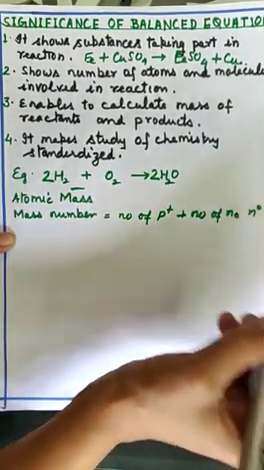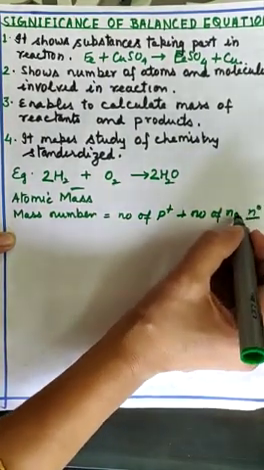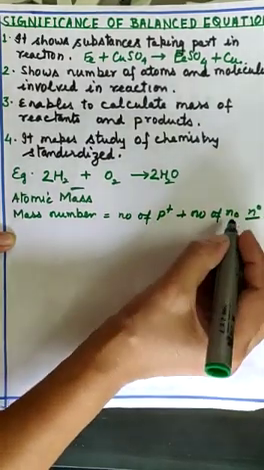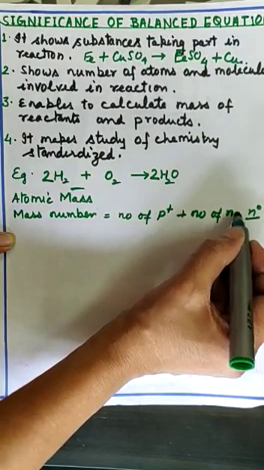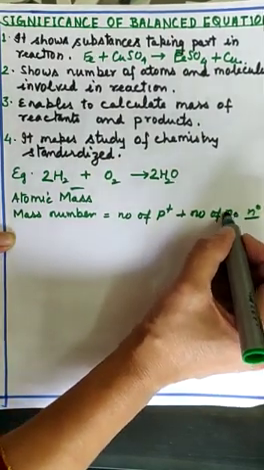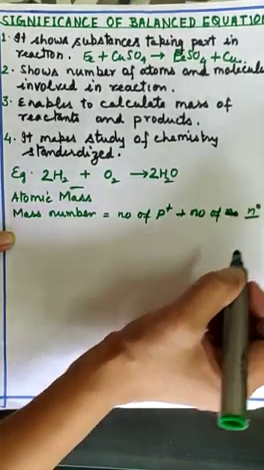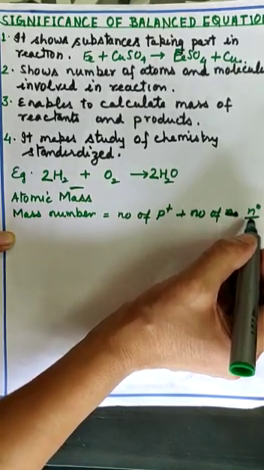The neutron symbol is N with a 0 written above, not below. It was done by mistake. Number of protons plus number of neutrons. Neutron is represented as N with a superscript 0. The 0 is for charge, for the neutron.